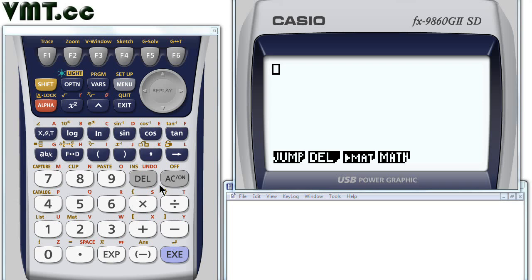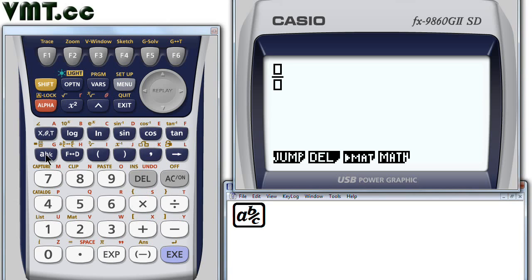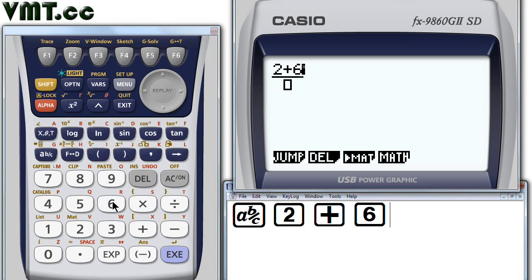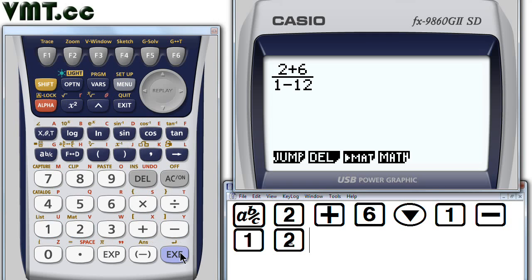First, press the fraction key, and now let's input our numerator, 2 plus 6. Then the down arrow or right arrow to go into the denominator. Let's type that out. 1 minus 12. Execute. The answer is negative 8/11.